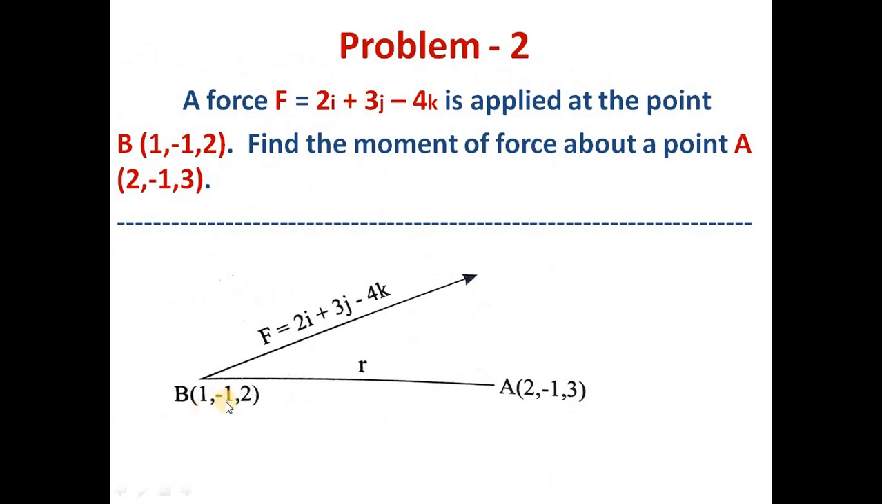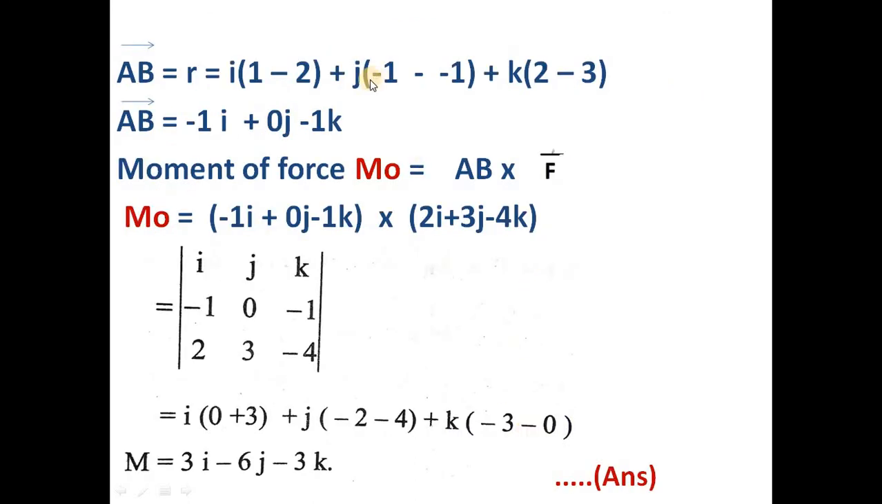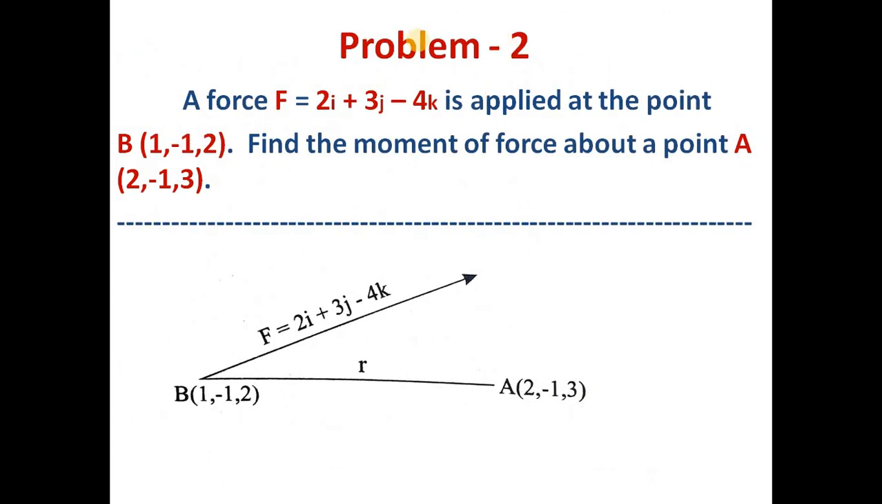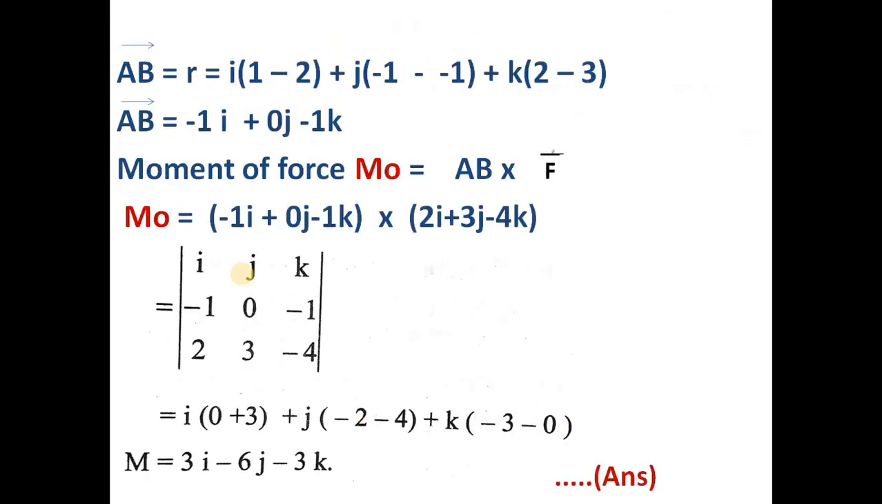The coefficient of j is minus 1 for B, minus 1 for A, so minus 1 minus minus 1. This becomes plus, and the entire value will be zero. Then plus k, the difference of the coefficient of k: B's is 2, A's is 3, so 2 minus 3 k. On calculation this becomes minus 1 i, plus 0 j, minus 1 k. This is AB. The distance vector is obtained.